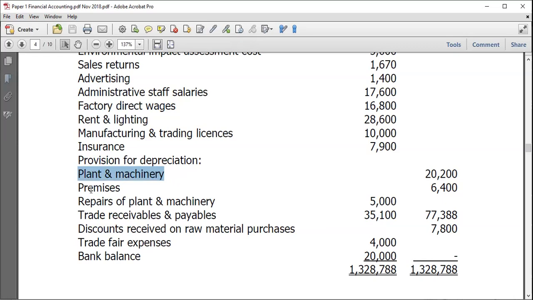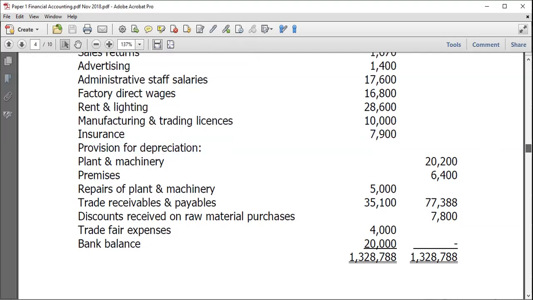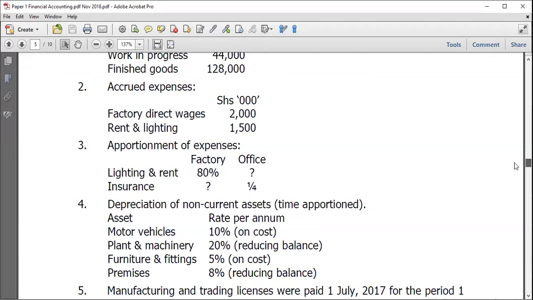Plant and machinery, we are done with this here. Let's do insurance and see if insurance is broken down also. Insurance, yes. These guys have told us that for office it is 1/4. I told you how to calculate for factory: just get 1 minus 1/4, because at the end of the day, when you add what is in the factory and the office, it should get you to 1 as a whole. So factory is 3/4.